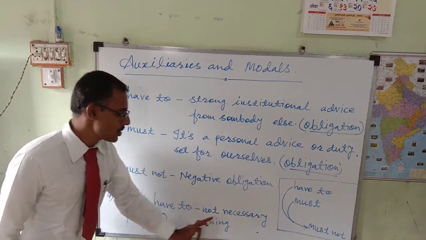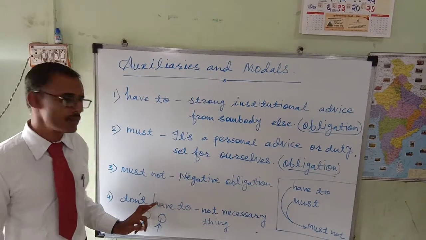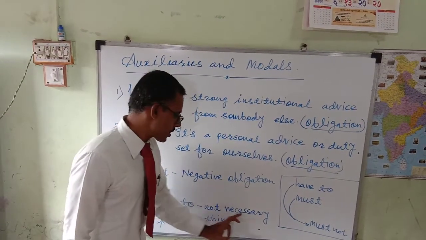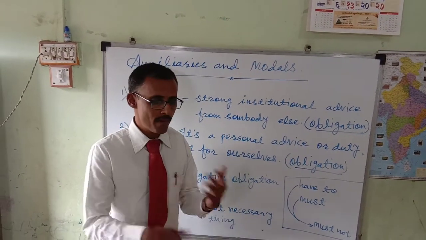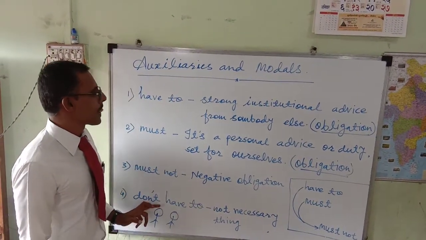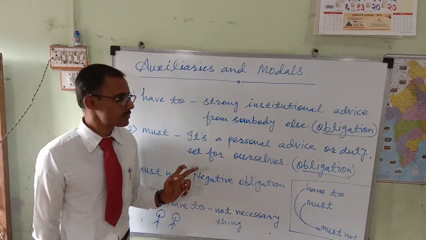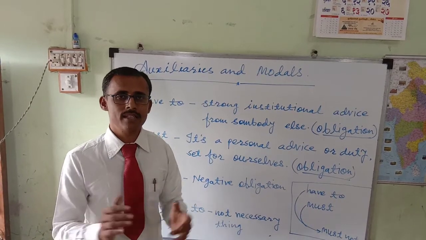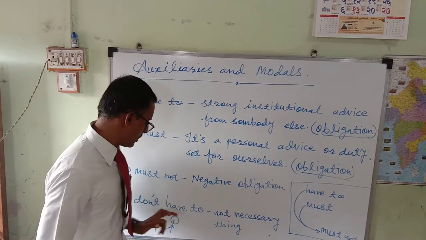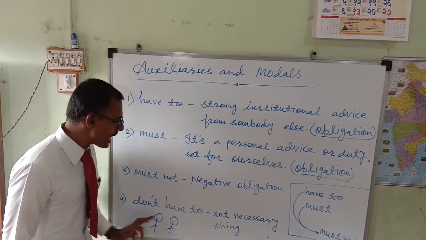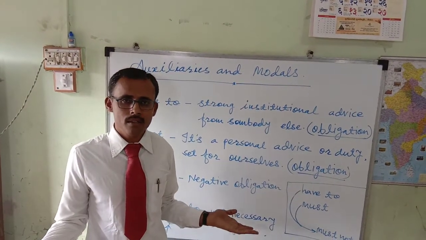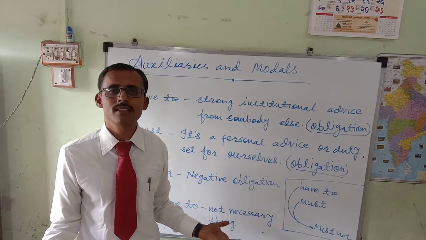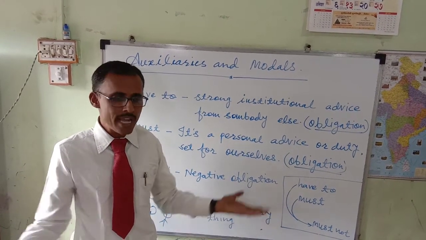After that, move forward to don't have to, meaning not necessary things. It's a very important thing, my dear students. Don't have to, this auxiliary, means not necessary things. For example, the first example I told you: you have to wear masks in train. Correct? Here, I don't have to wear masks in my home. You don't have to wear a mask at home. Not necessary things. A very simple example is, don't have to wear mask.